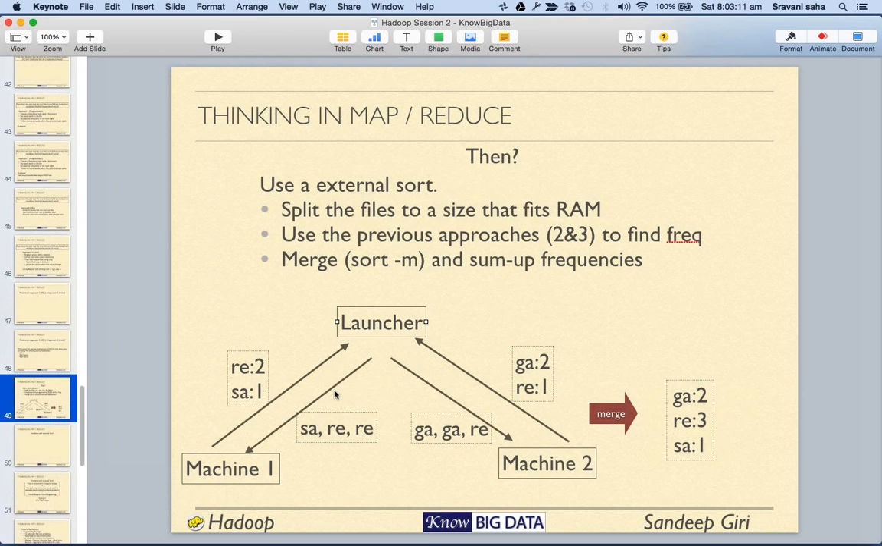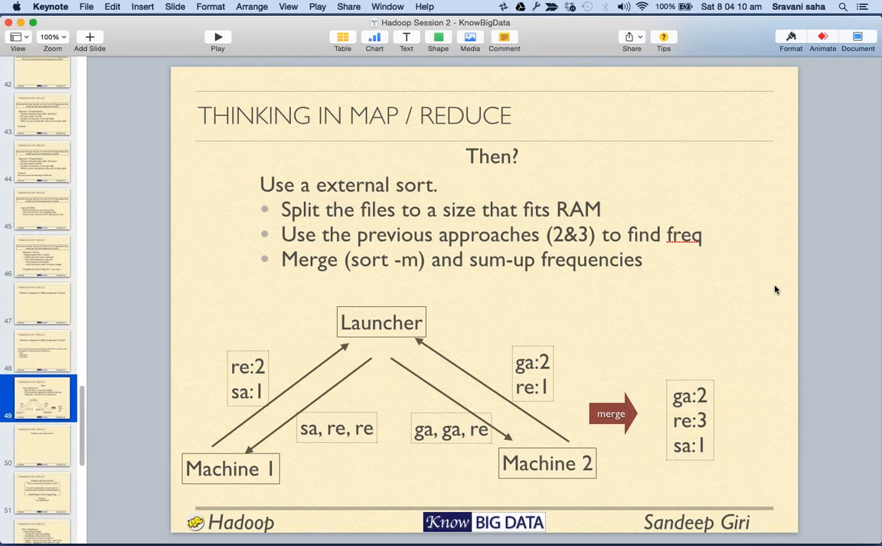So this launcher is sending the data to machine 1 and machine 2, and both of these machines are sorting the data individually. I'm sorry. So the launcher sends part 1 to machine 1, part 2 to machine 2. Machine 1 sorts the data, orders the data, counts the frequencies and gives the result back to the launcher. Similarly, machine 2 also gives the frequencies back to the launcher. Now the launcher machine merges the two and gives the result. Sounds good? So whatever approaches we used in approach numbers 2 and 3, we use in machine 1 and machine 2 to sort part of the data, and let that data be transferred back to the launcher, merged there and printed.